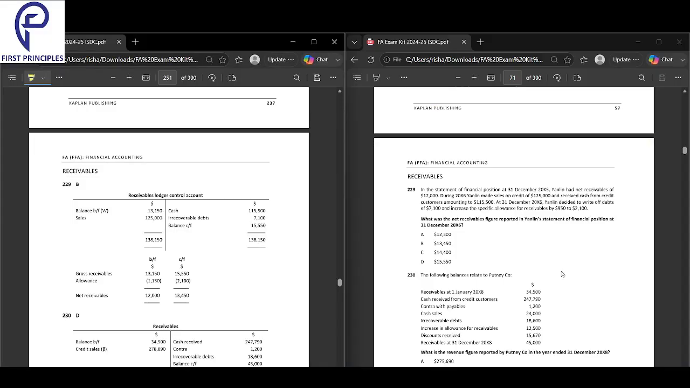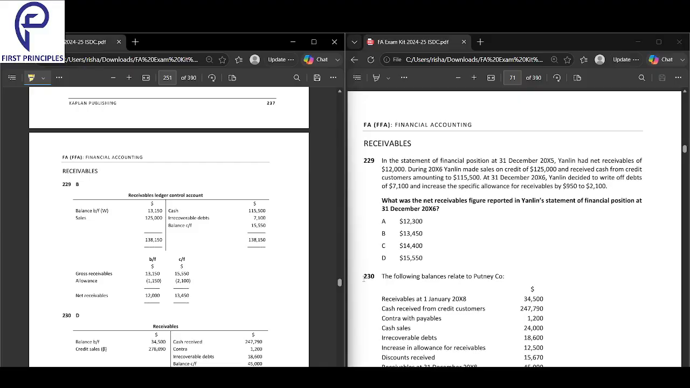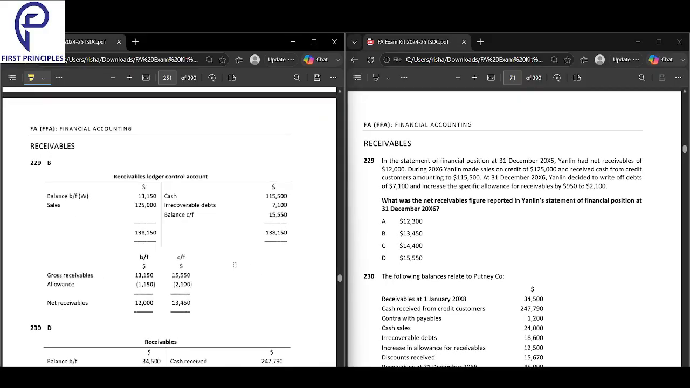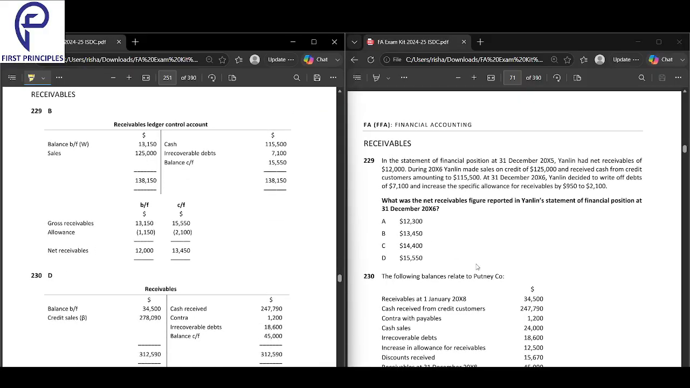Okay, perfect. Zooming in a bit, looking into question 229, starting off with receivables. First we look into question 229. What is there? Basically, what they're asking us in simple words is that we need to find the gross receivables, using the receivables ledger control.